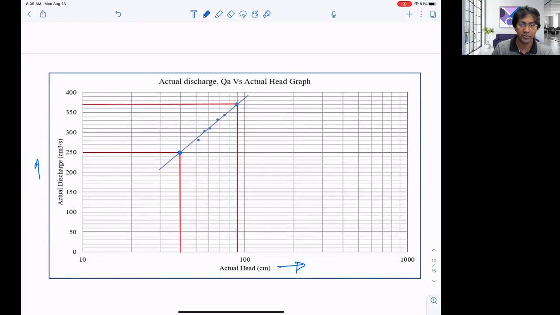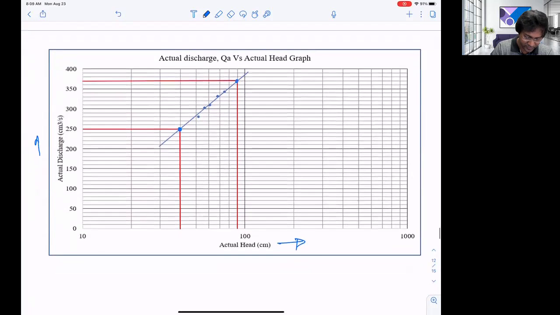I'm reading the values of QA and H. For the first point, what will be the value here? That is 10, 11, 12, and that will be 13. And for QA, it is this one. It is 200, and then that is 250, directly there. So the first point is 13, 250. That is H1 and QA1.